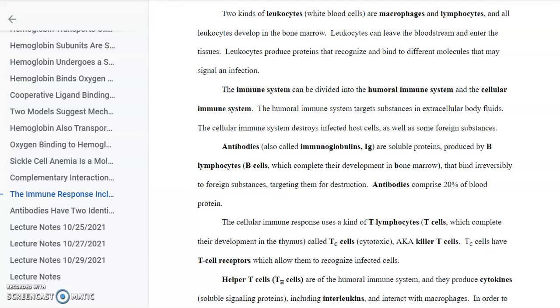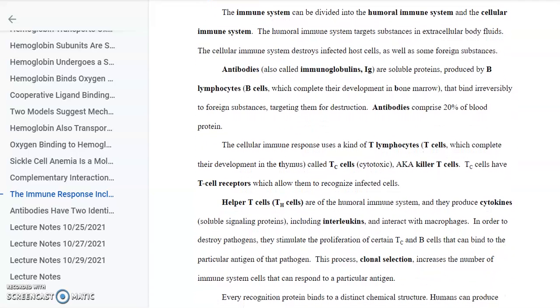The immune system can be divided into the humoral immune system and the cellular immune system. The humoral immune system targets substances in extracellular body fluids. The cellular immune system destroys infected host cells, as well as some foreign substances.